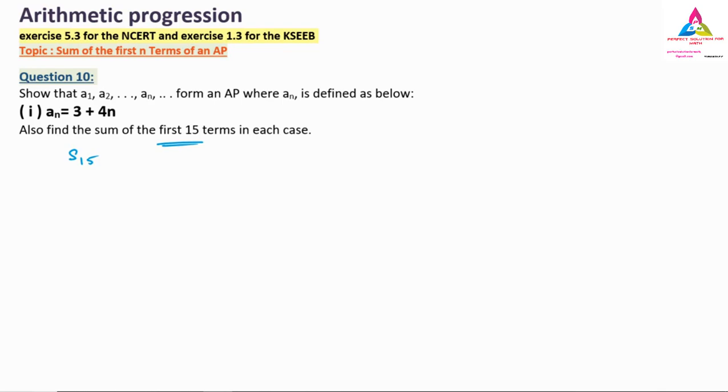But what is the sequence? They have not given numbers like 3, 4, 5, or 3, 14, 25, 36. So how can you find this answer? It is easy. They have told you to find S15. See here, they have not given any AP values, but they have given the equation. Using that equation we can find it. The equation is An is equal to 3 plus 4n, that we will write.